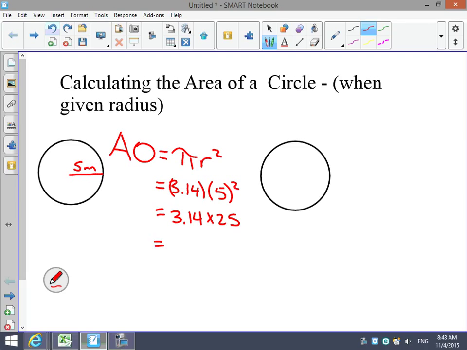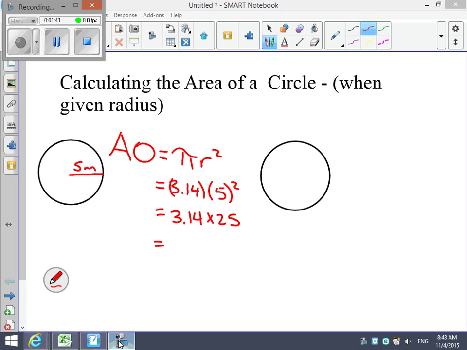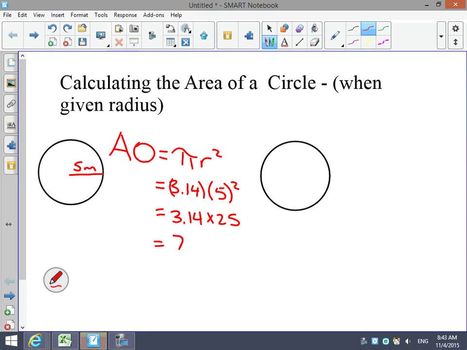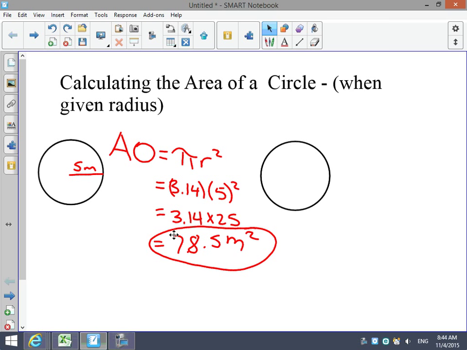Anyhow, now we have 3.14 times 25, and that will leave us with 78.5, 78.5 meters. Now because it's area, it's a squared unit when we're done expressing it. So that's all we have to do with that one. Anyhow, we'll do another one over here.